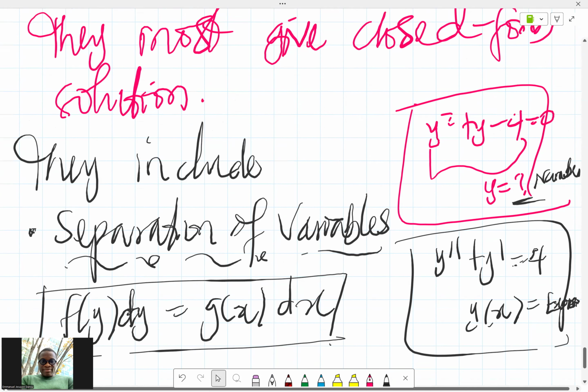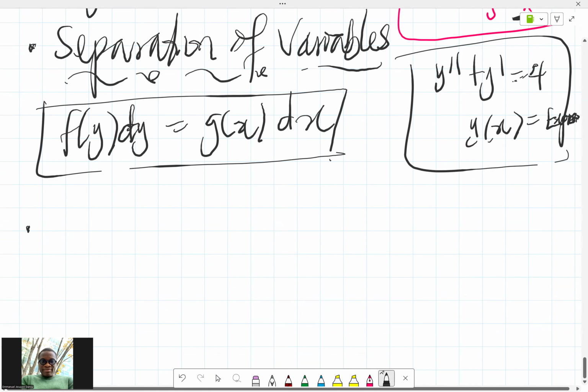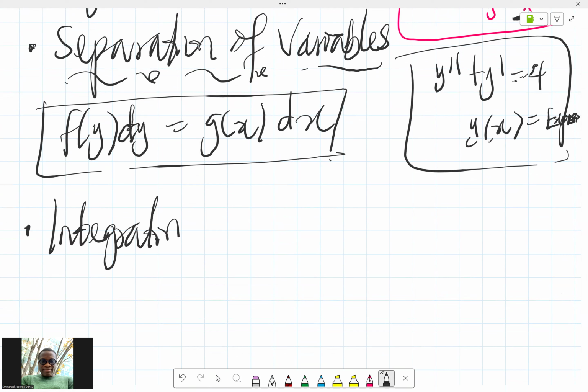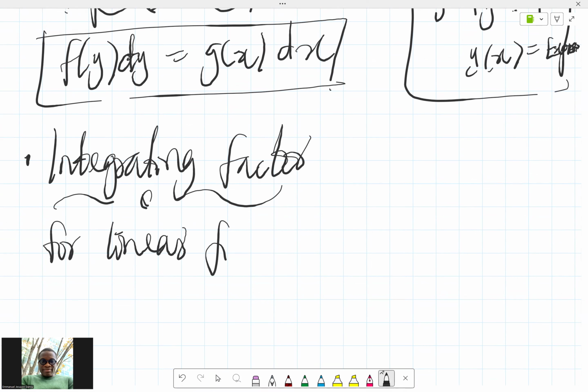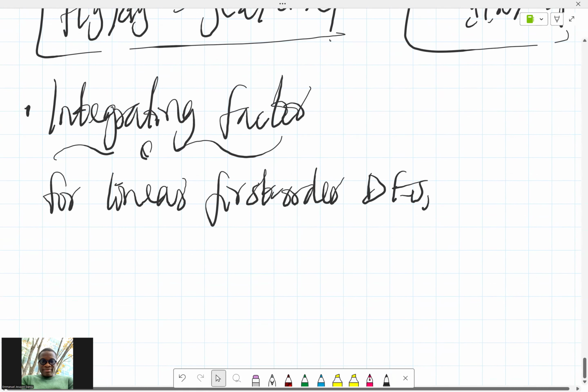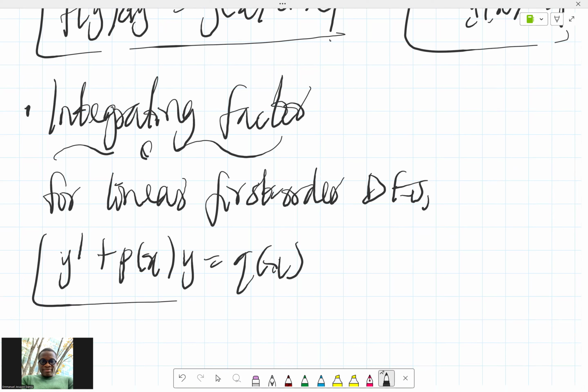So the separation of variables is one way. Another way, which is still analytical, is the idea of integrating factor, which you're going to see very soon. So all these are under analytical solutions. Integrating factor works for linear first order differential equations like y prime plus p of x times y equals q of x. So any equation you can write like this.